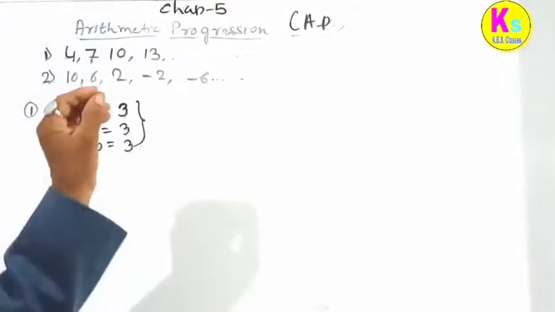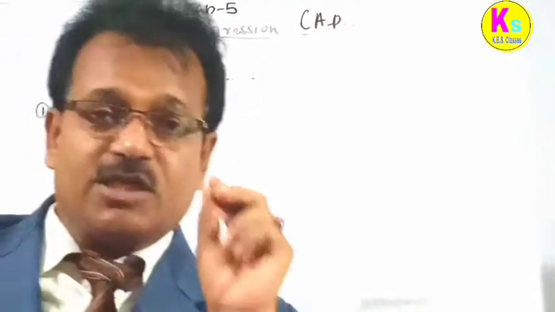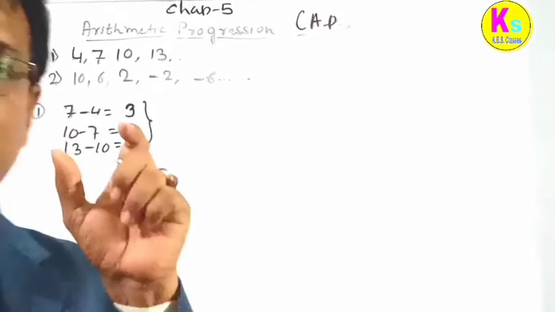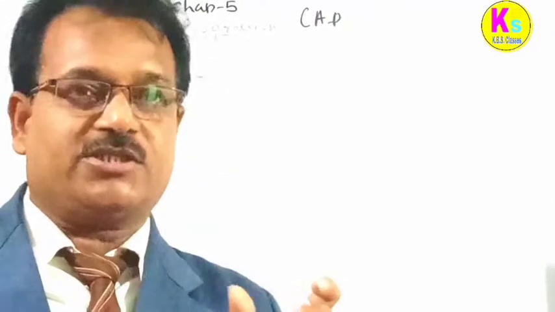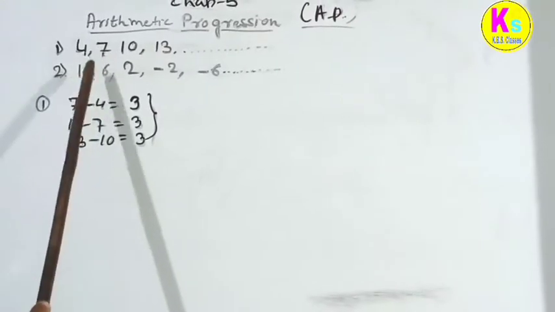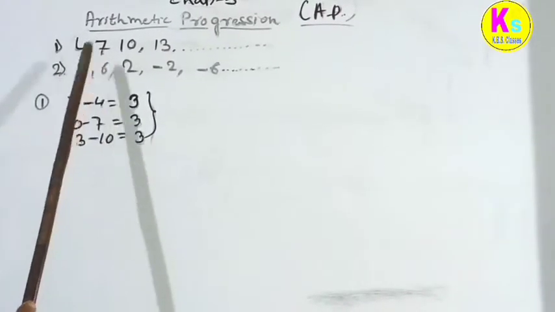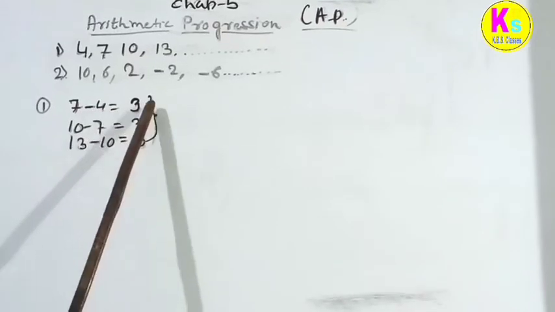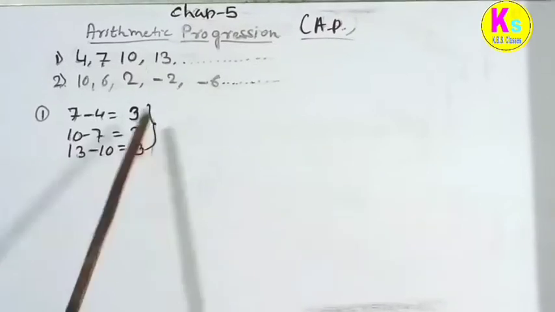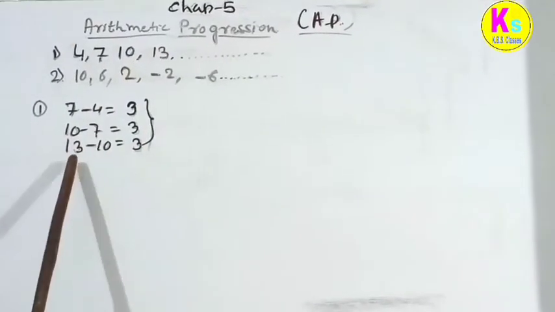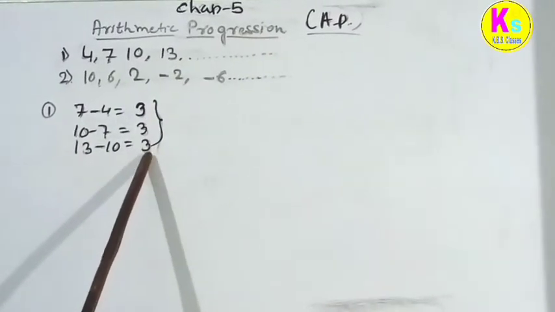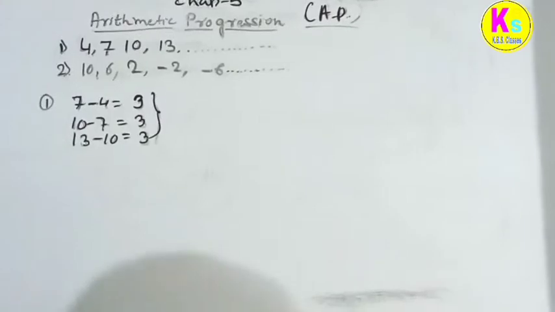So we know what is an AP. The AP is a sequence of numbers in which the difference of any two consecutive numbers is constant. In these two examples, when you are taking the difference of two consecutive numbers, 7 and 4 are consecutive. When we are subtracting 7 minus 4, we are getting 3. 10 and 7 are consecutive numbers, 10 minus 7 is equal to 3. Again 13 and 10 are consecutive, 13 minus 10 is equal to 3. So we are seeing that we have got a constant difference.